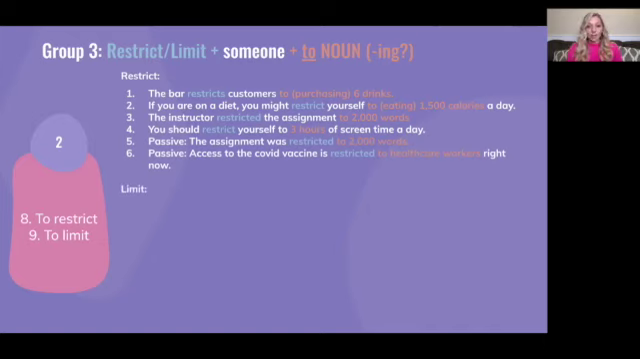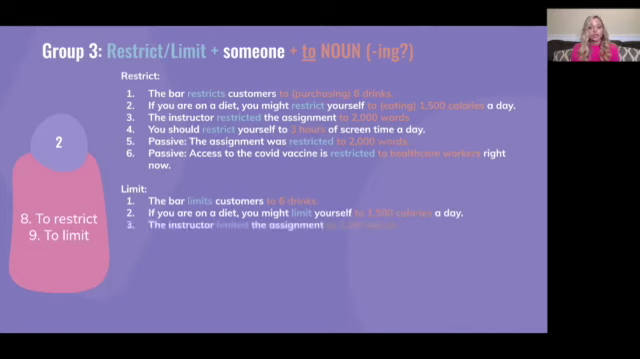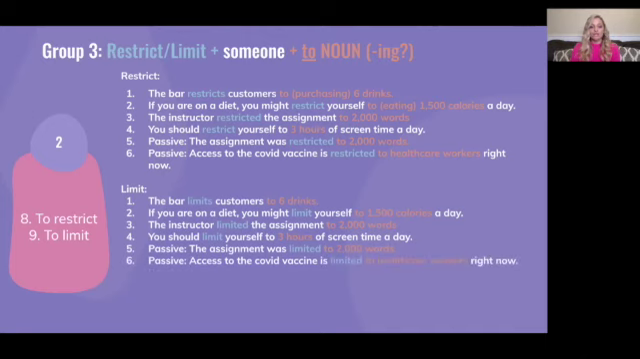Now we're going to look at the same examples, but with limit, just so you can get a little more comfortable and see how restrict and limit, group number 2, work similarly in terms of their grammatical constructions. So number 1, the bar limits customers to 6 drinks. If you are on a diet, you might limit yourself to 1,500 calories a day. The instructor limited the assignment to 2,000 words. You should limit yourself to 3 hours of screen time a day. The assignment was limited to 2,000 words, and access to the COVID vaccine is limited to healthcare workers right now.